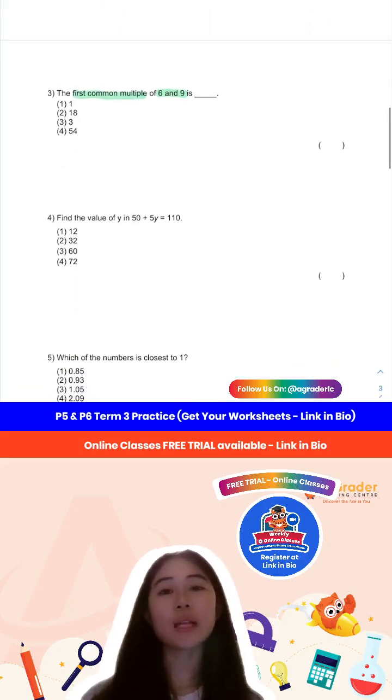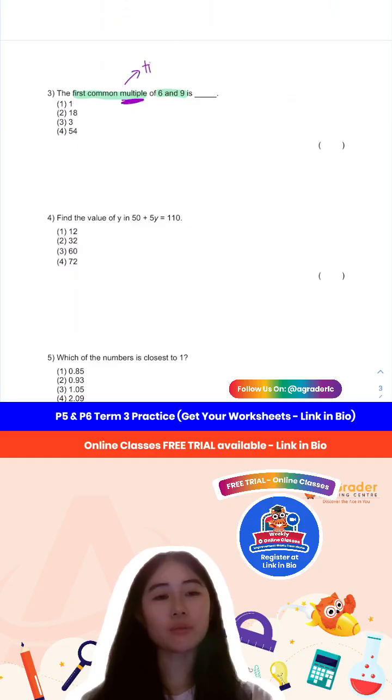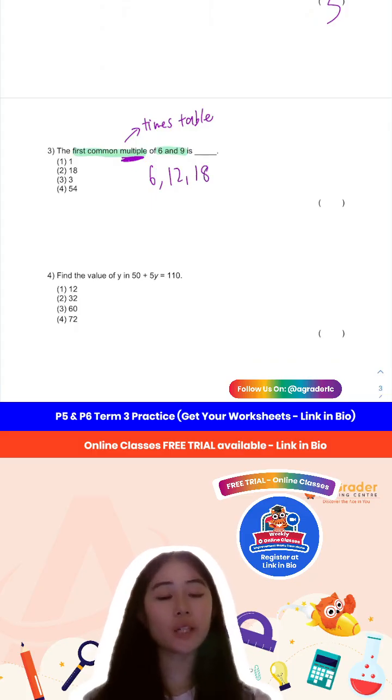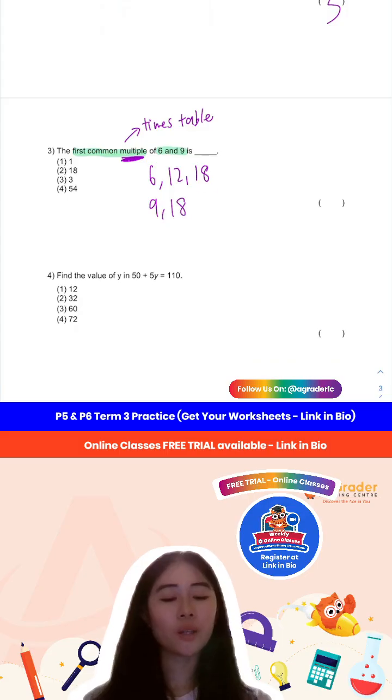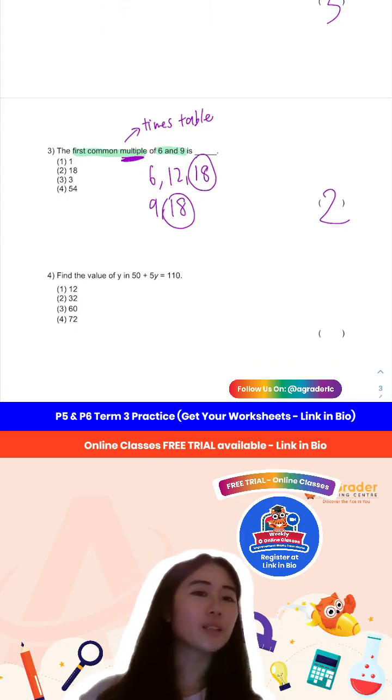Okay, so seems like most of you are done with question 3. The keyword multiple means your times table. So you just need to look at your 6 times table and your 9 times table. For your 6 times table, you have 6, 12, 18. And for your 9 times table, you have 9, 18. So your first common multiple is just 18. So this is number 2 as your answer, which all of you got correct.